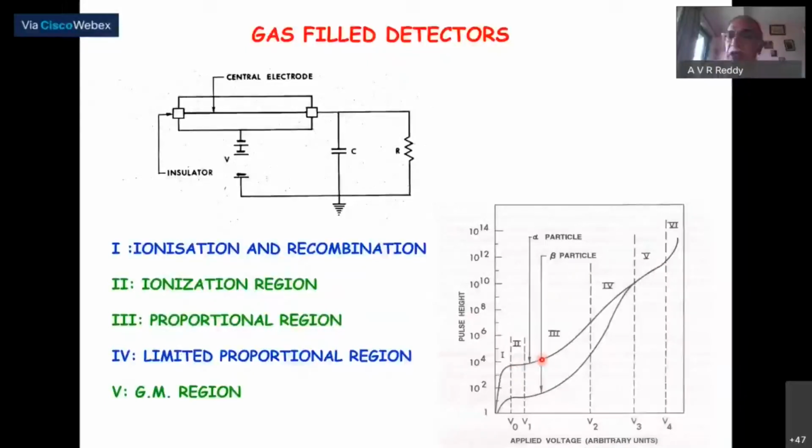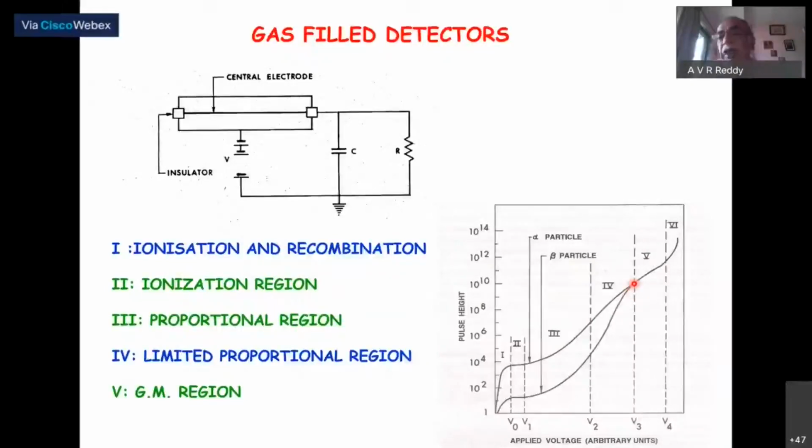Whereas between V1 and V2, the ionization gets multiplied, which is called gas multiplication. Generally this value varies between 10 power 4 to 10 power 6. That means for one initial primary ion, multiplication will take it as high as 10 power 4 to 10 power 6, depending on both the geometry and the applied voltage. And from V2 to V3, multiplication no doubt increases, but the linearity is lost. Therefore, this is also not useful. That is called the limited proportional region.